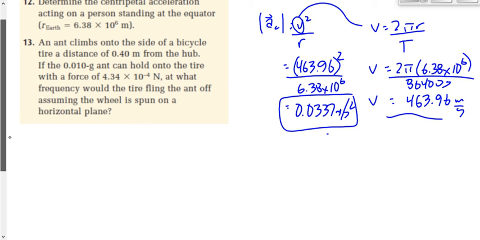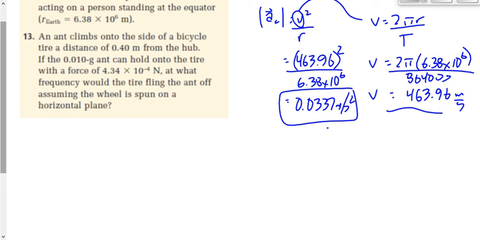Number 13 says an ant climbs onto the side of a bicycle tire at a distance of 0.4 meters from the hub. In other words, this becomes our radius. The 0.010 gram ant, we're going to convert that to kilograms, can hold onto the tire with a force of 4.34 times 10 to the negative 4. At what frequency would the tire fling the ant off, assuming the wheel spun in a horizontal plane?